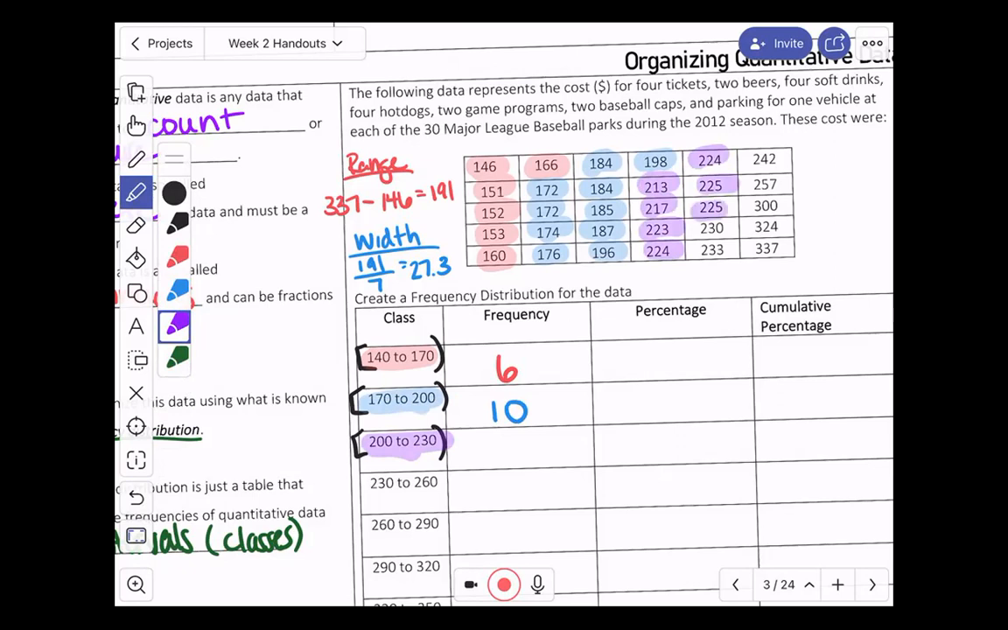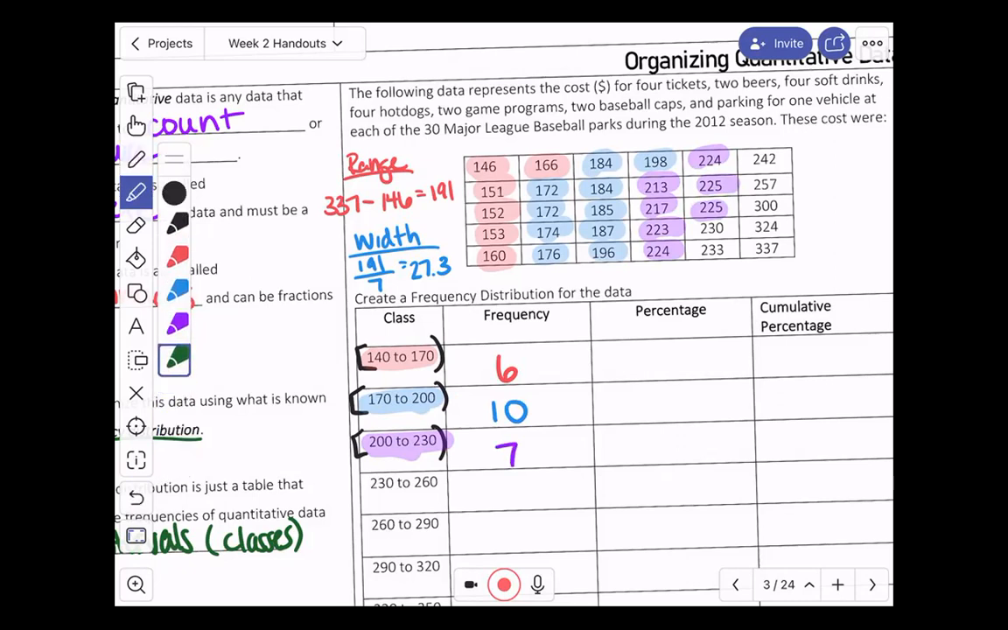Why do I not include 230 there? Because we always exclude the top. Good. Include the bottom, exclude the top. Include the low, exclude the high. My fault. So this is 7.